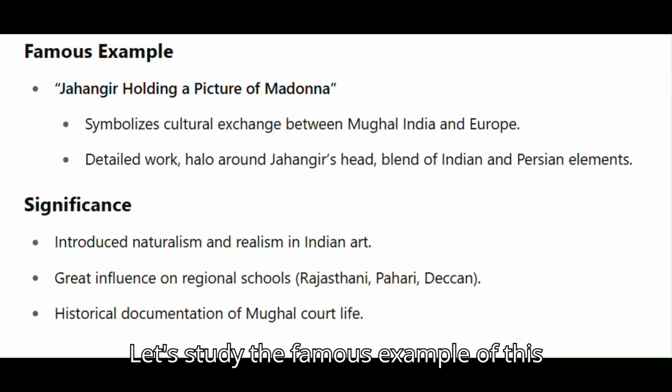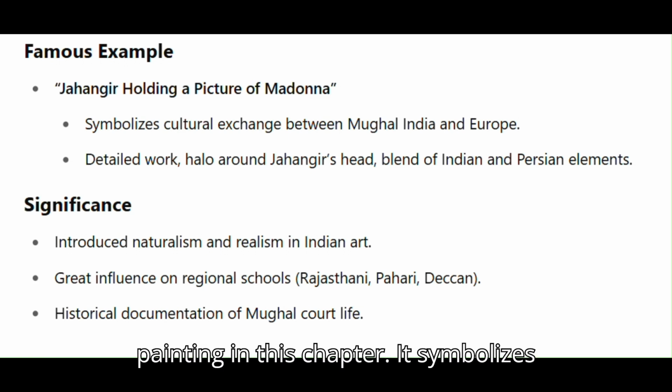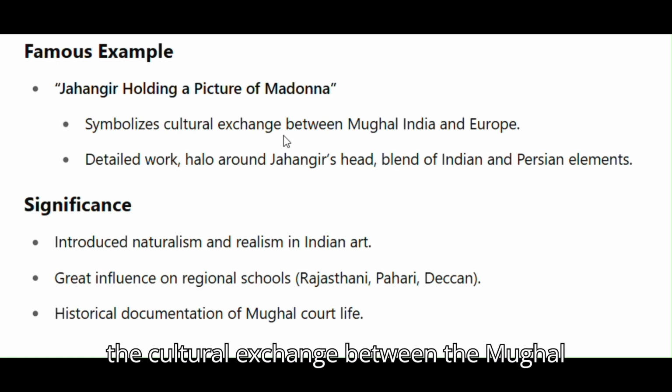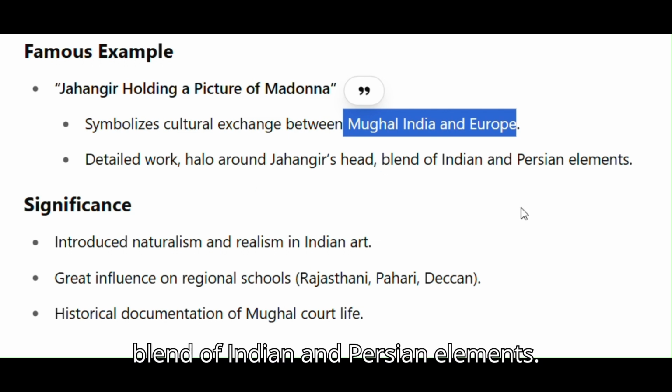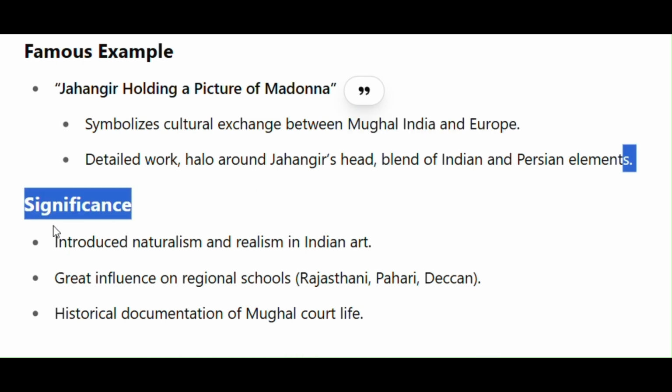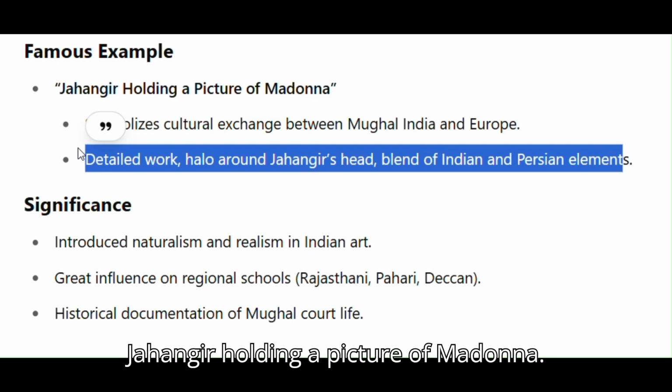Let's study the famous example of this. Jahangir holding a picture of Madonna is the famous painting in this chapter. It symbolizes the cultural exchange between Mughal India and Europe. The detailed work, the halo around Jahangir's head, a blend of Indian and Persian elements. So this is the very important painting, Jahangir holding a picture of Madonna.